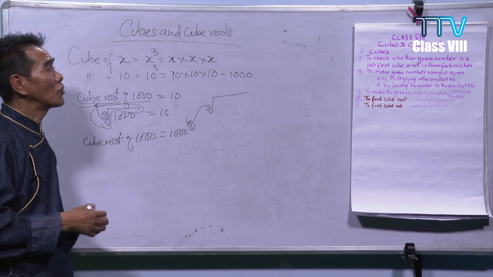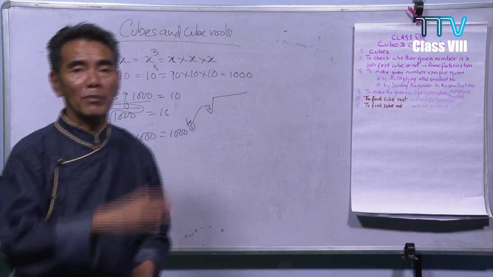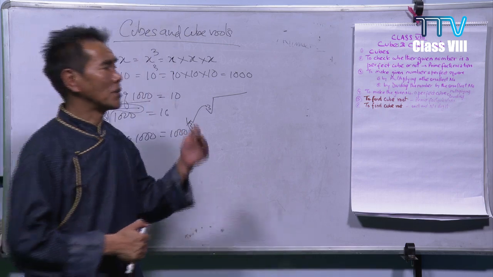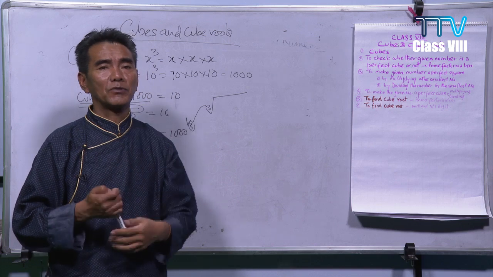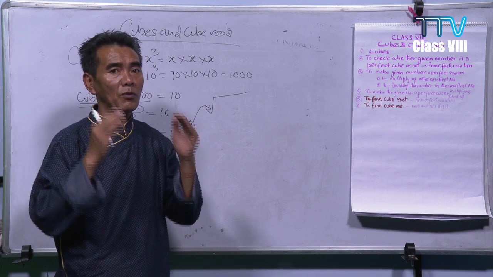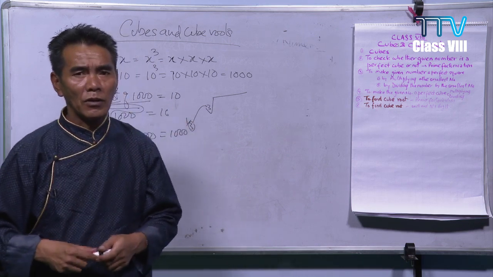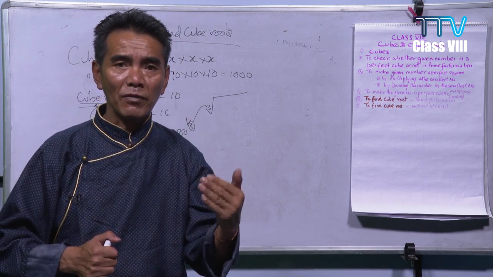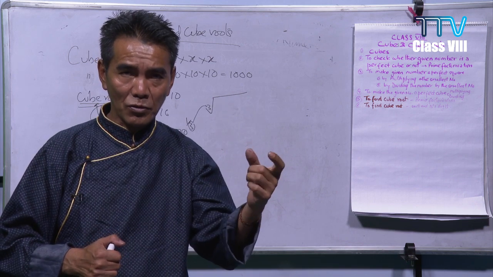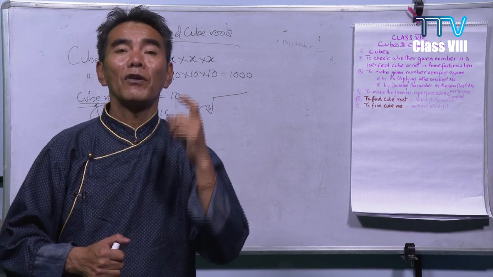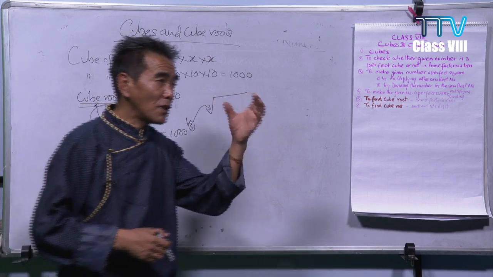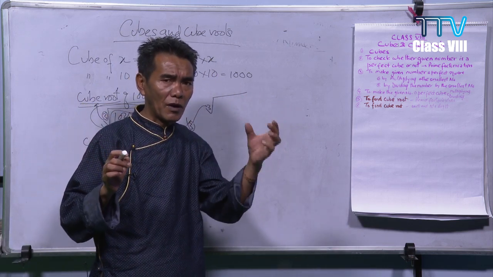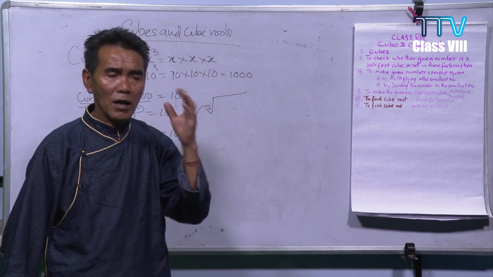Okay. Cube is the product of a number multiplied by the number itself multiplied by the number itself. The product you get by multiplying a number three times is the cube of a number. For example, cube of 5 is 5 multiplied by 5 multiplied by 5, product 125, and 125 is the cube of 5. For 125, the cube root of 125 is 5.